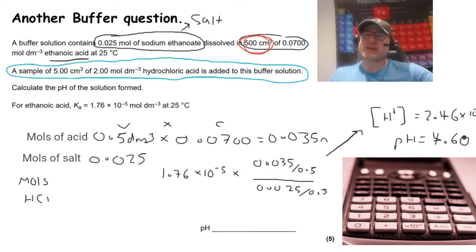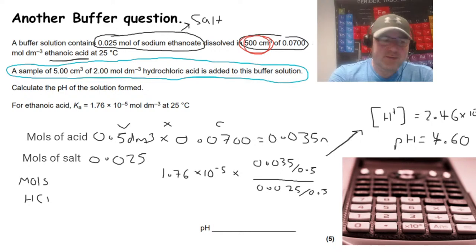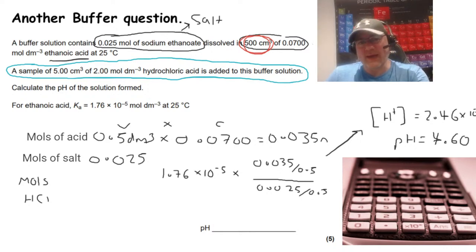Obviously, it's going to resist and it won't be a huge change in the pH. We're going to see a small change because resist doesn't mean stop. Will it go down or up when you add hydrochloric acid? Well done if you spotted that you're going to be adding more hydrogen ions, so the pH is going to go down. It's going to become more acidic.